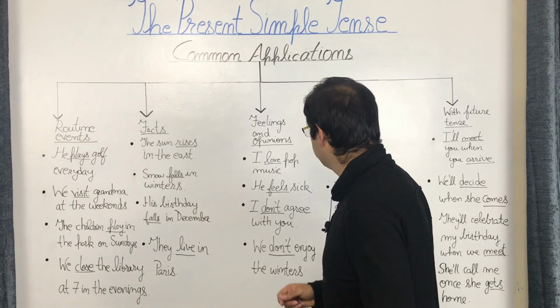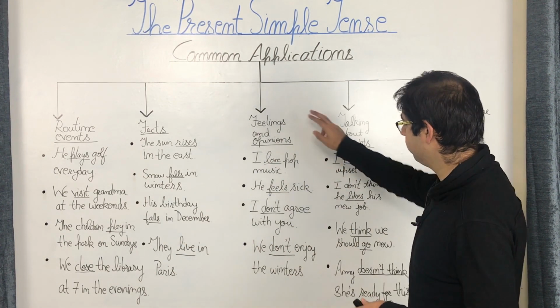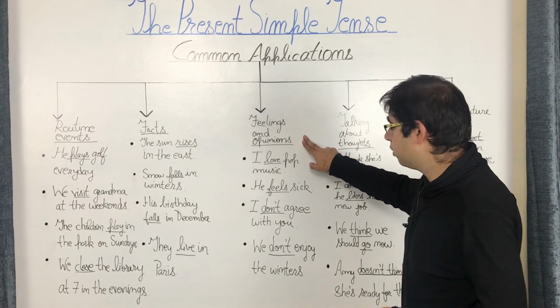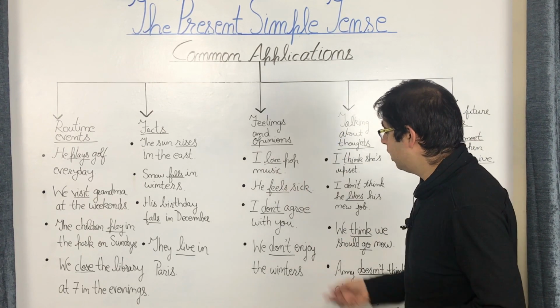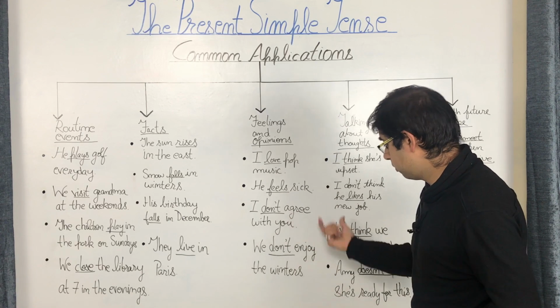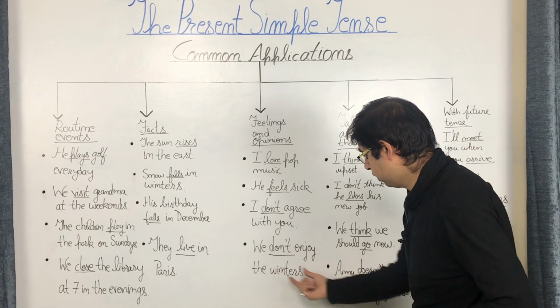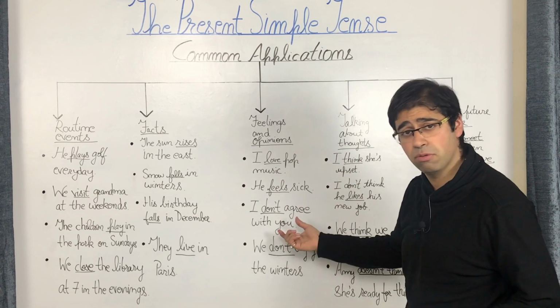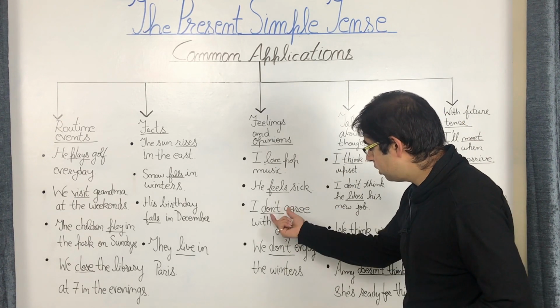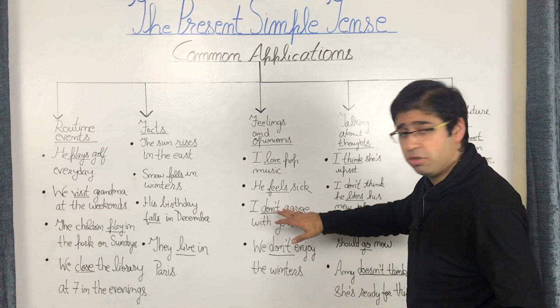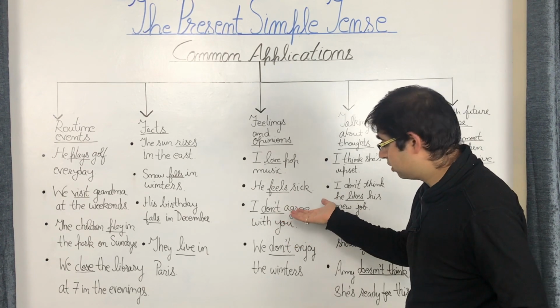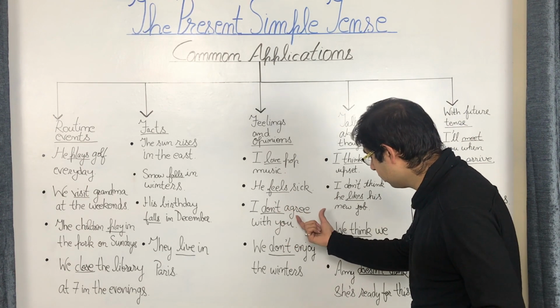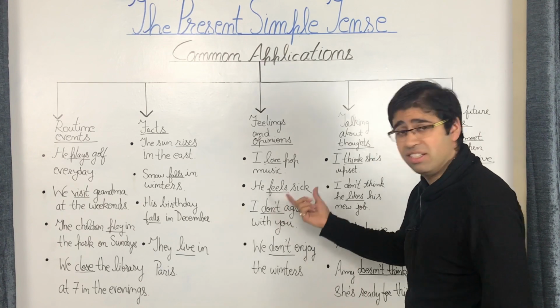We come to the third use, which is feelings and opinions. You've got, I love pop music, he feels sick, I don't agree with you, we don't enjoy the winters. So as you can see over here, it's all very simple in the positive. You've got the negative over here. So you've got the auxiliary verb staying in the don't, which again is signifying present simple, followed by agree. Since you've got don't over there, it's a negative sentence.